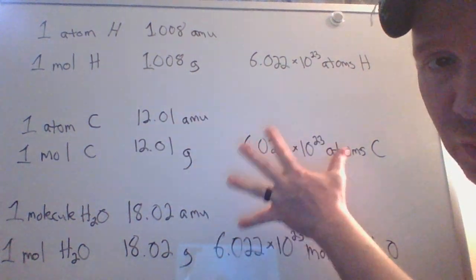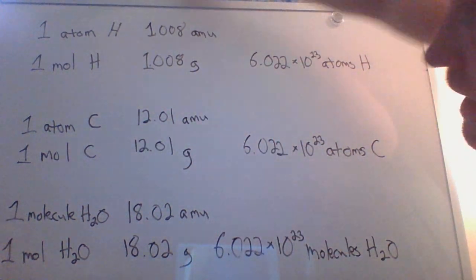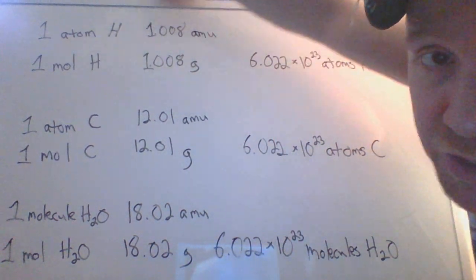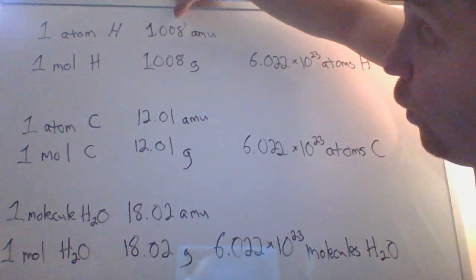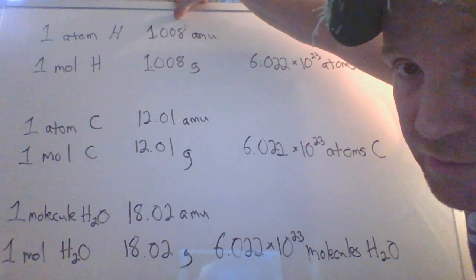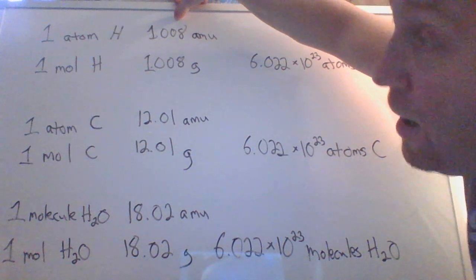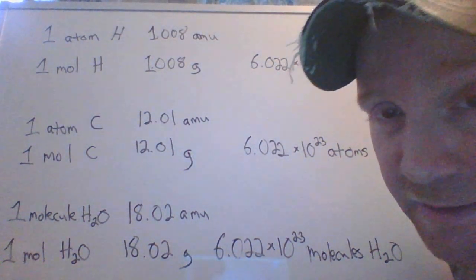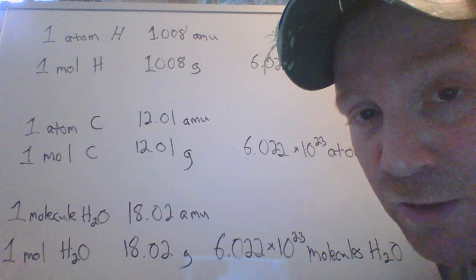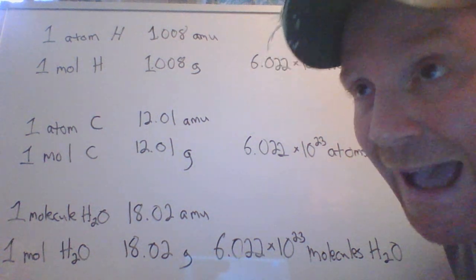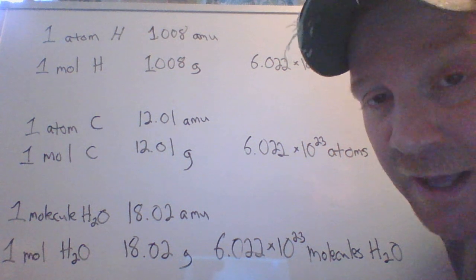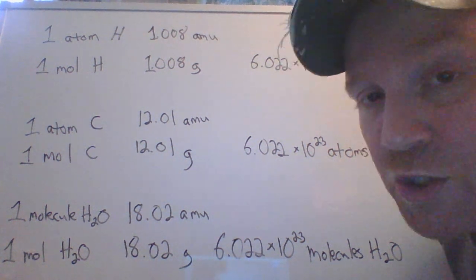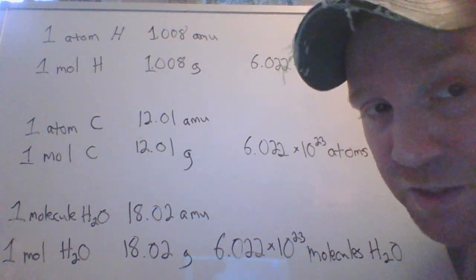So let me just take you through this real quick. A single atom of hydrogen has a mass of 1.008 AMUs. That's right from the periodic table. But what if I had an entire mole of water? It's pretty impossible to be working with a single atom of hydrogen in an everyday science lab. We're going to be working with large amounts of particles. That's why the mole is important.